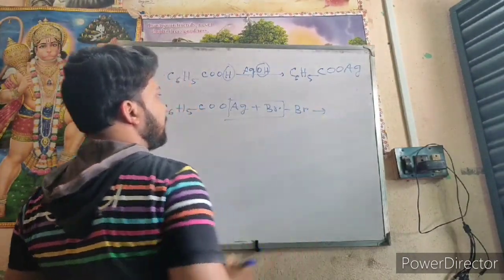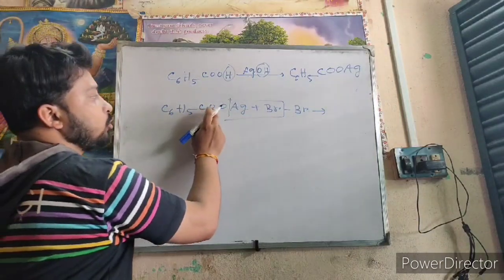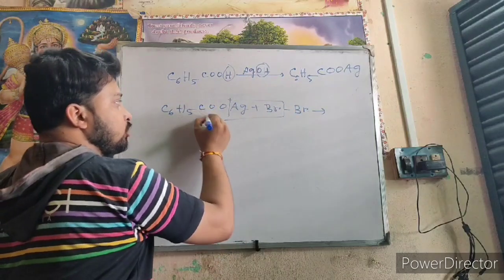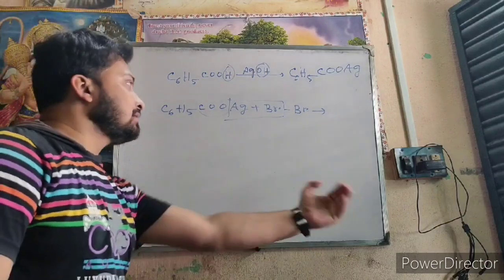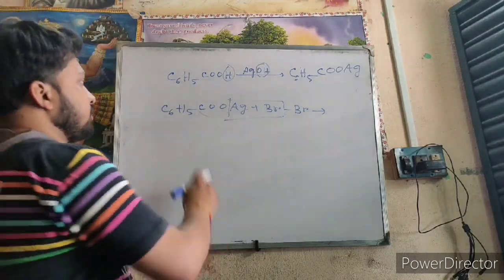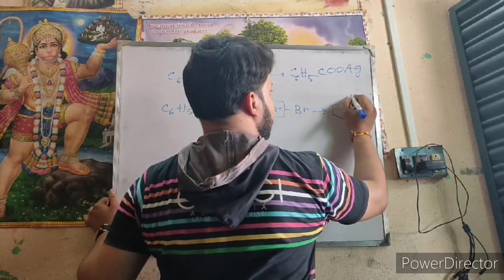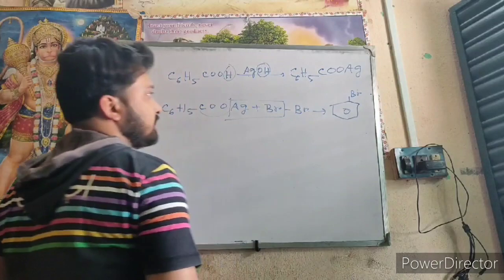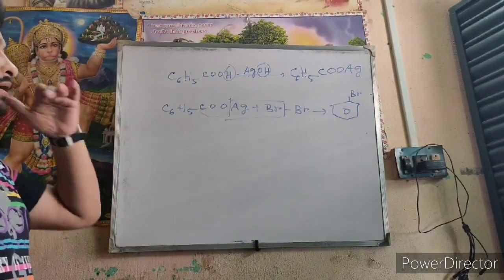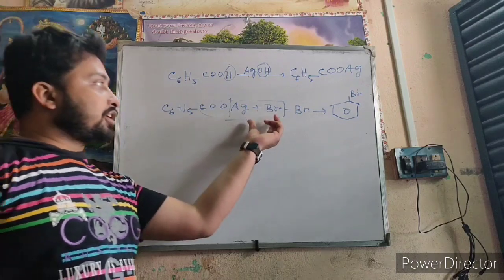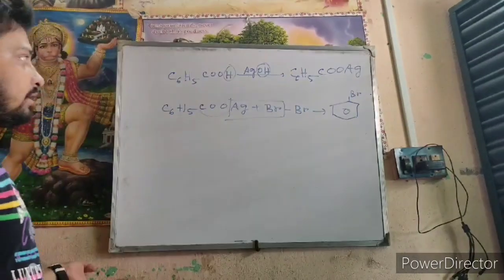So the product is C6H5COOBr, but CO2 is removed here because CO2 is a gas and entropy helps to remove it. So the product is C6H5Br, that is bromobenzene. This is the method given by Hunsdiecker. So this reaction is called the Hunsdiecker reaction, or this mechanism is called the Hunsdiecker mechanism. This is the short trick, not the mechanism, but the reaction is the Hunsdiecker reaction.